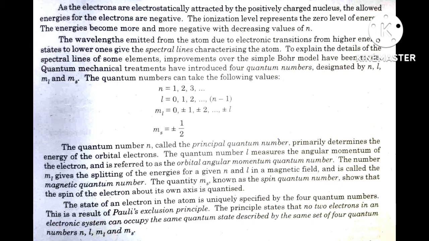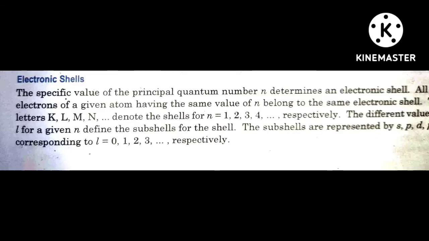This is a result of Pauli's exclusion principle. The principle states that no 2 electrons in an electronic system can occupy the same quantum state described by the same set of 4 quantum numbers n, l, ml, and ms.